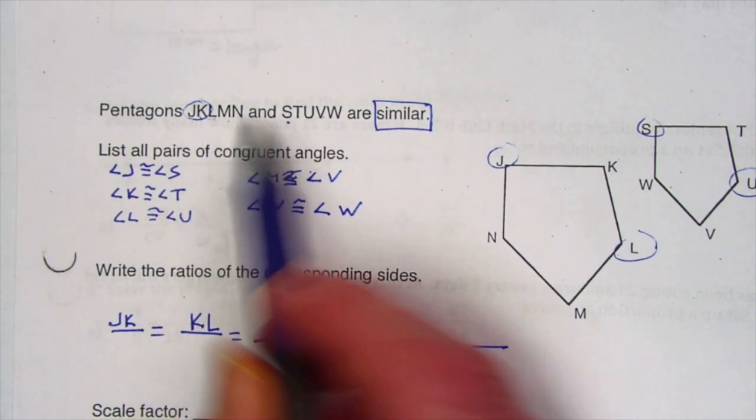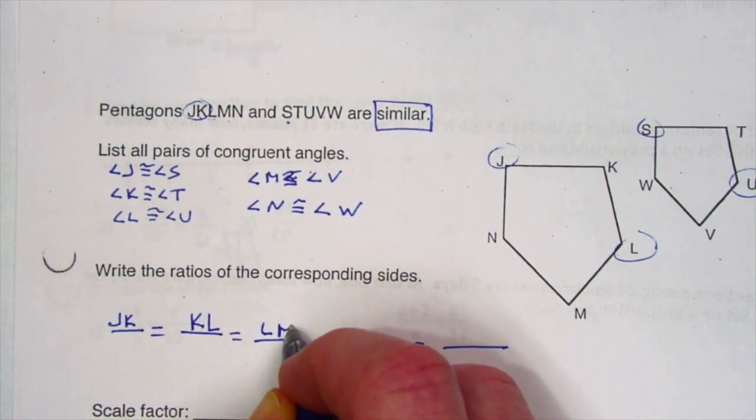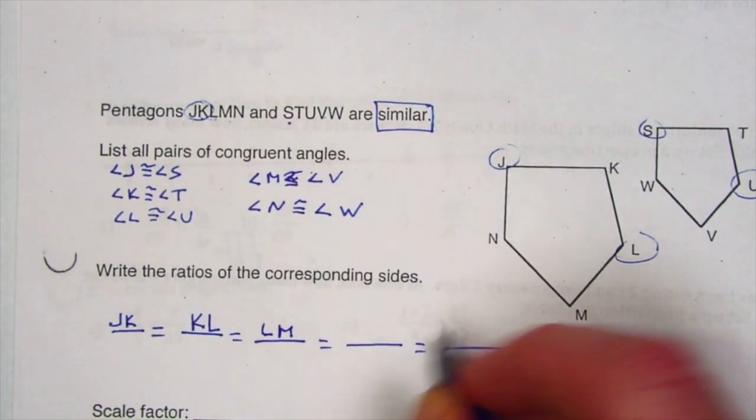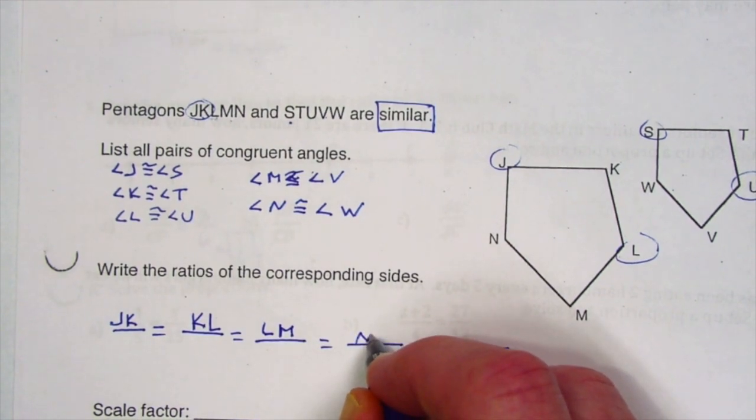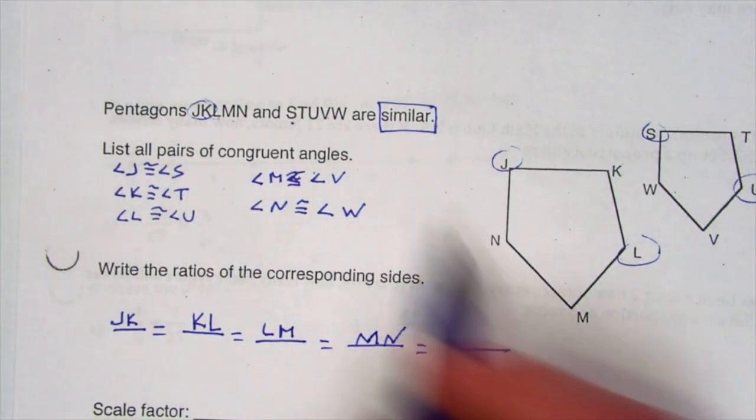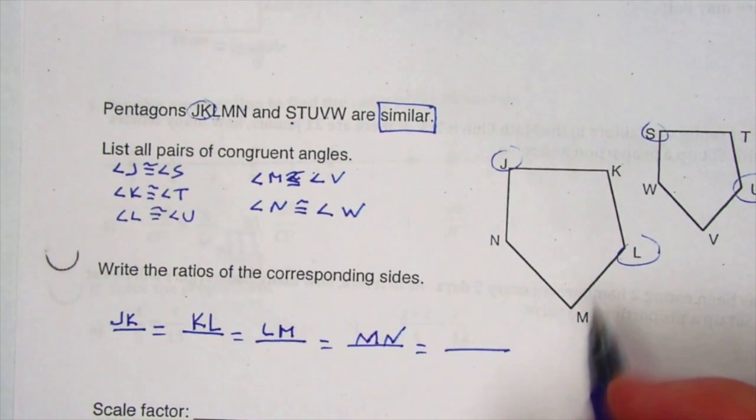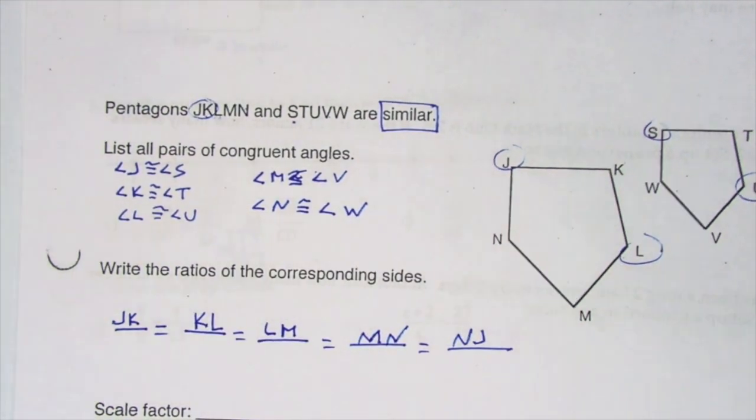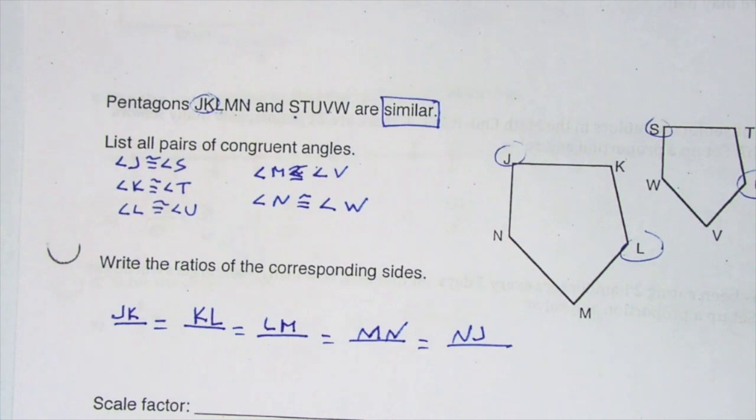My next one is LM, and then MN. Oh, I'm out of space. No, I'm not. Okay, because then I can still do NJ. Okay, so we're going to then list which ones are corresponding to them, and they're a ratio. Okay, that's why these are ratios.